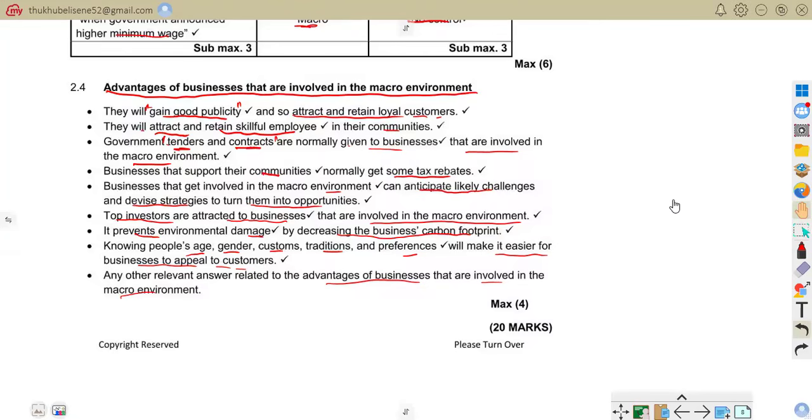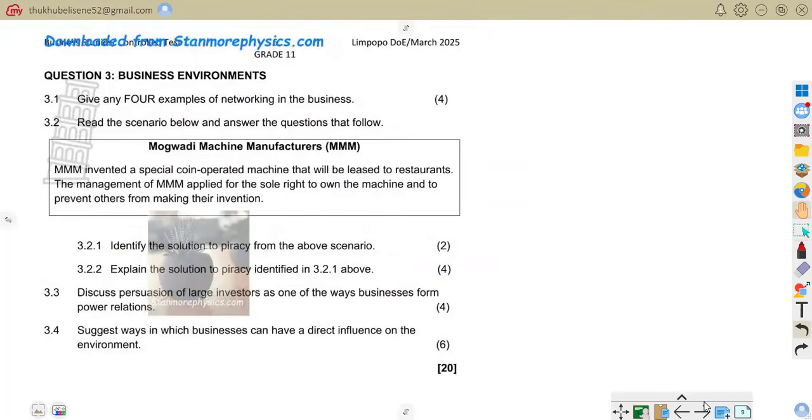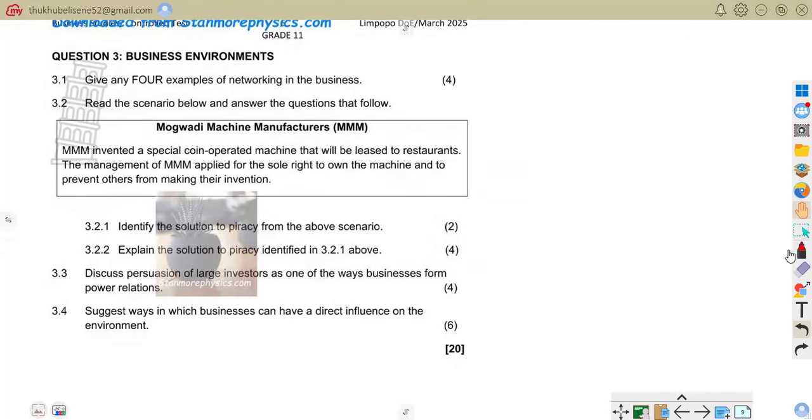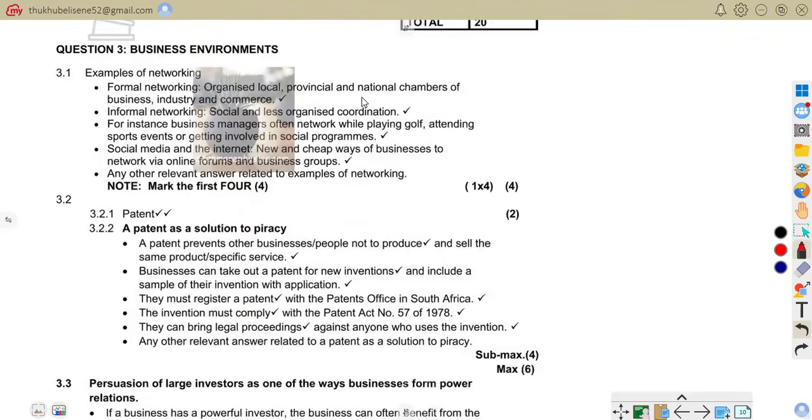Okay, now let us move on to question 3. So here we are on question 3, business environments. 3.1, give 4 examples of networking in business. So here are our answers.